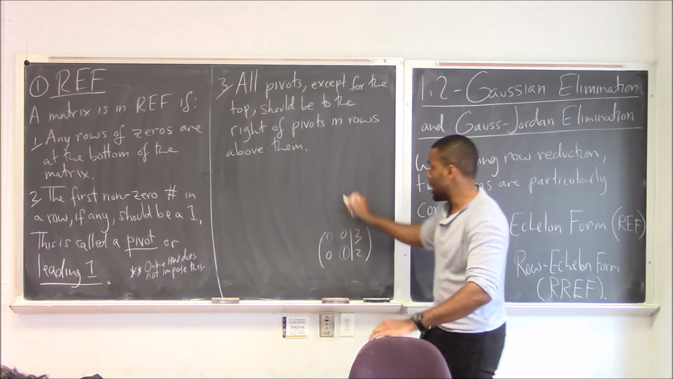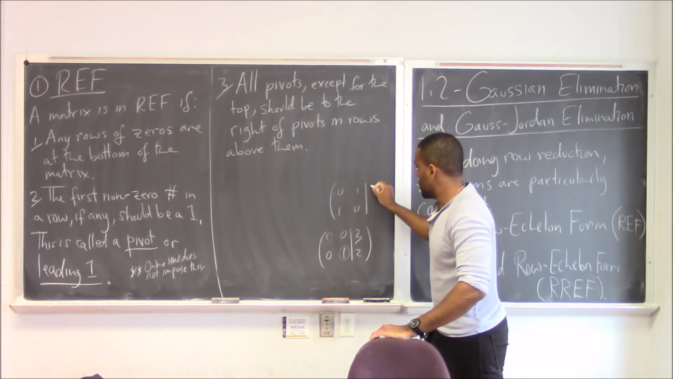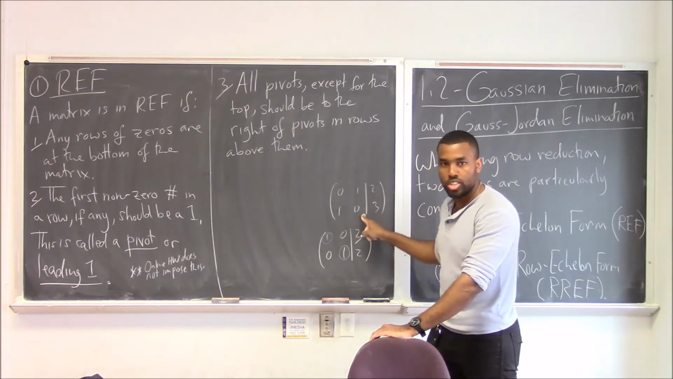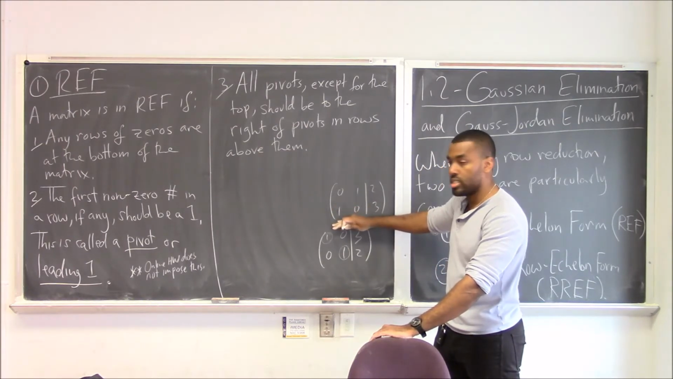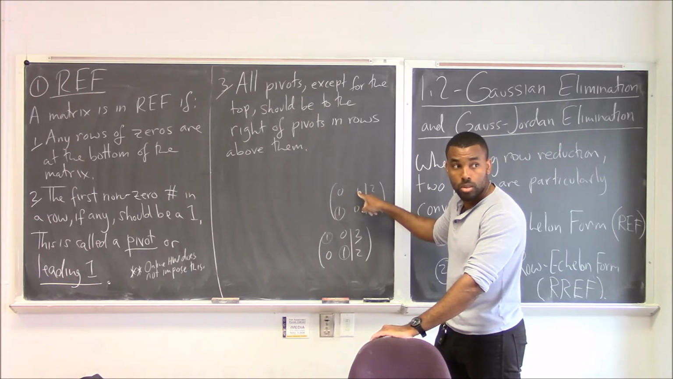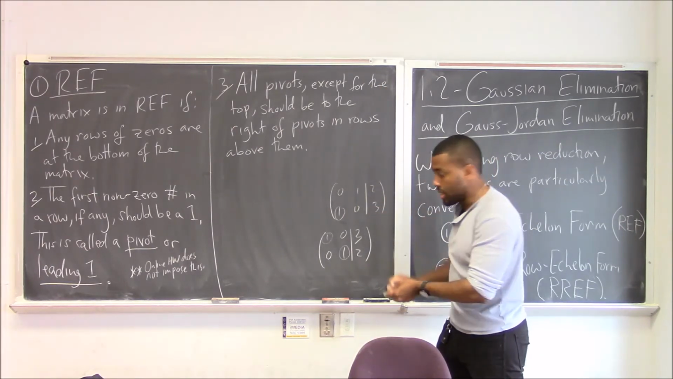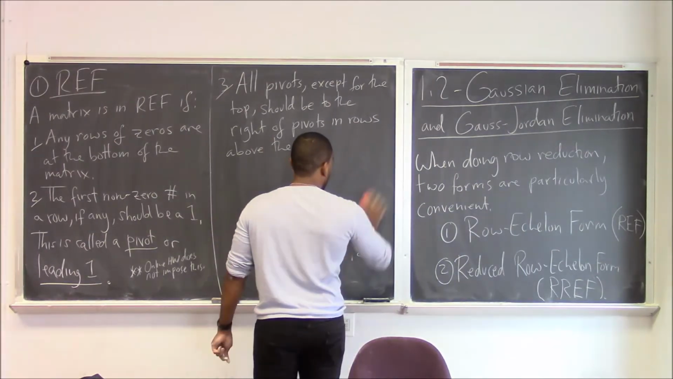If you had the thing in this form, then this is wrong, right? Because here I have a pivot in the second row, but it's to the left of the pivot in the first row. So the pivots should be to the right of any pivots that are above them. This is one of the criteria.